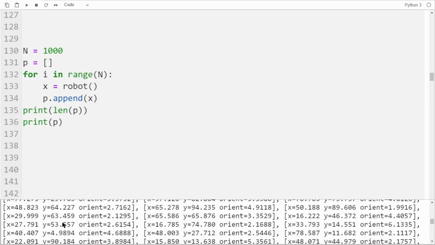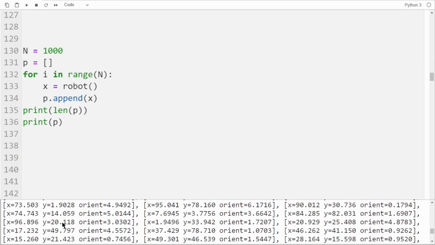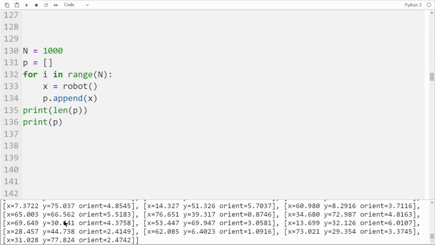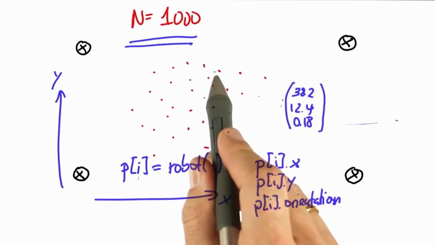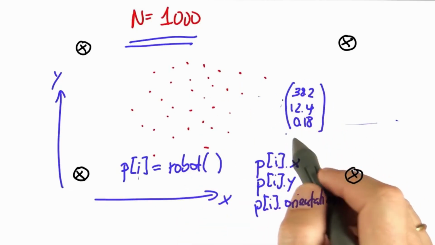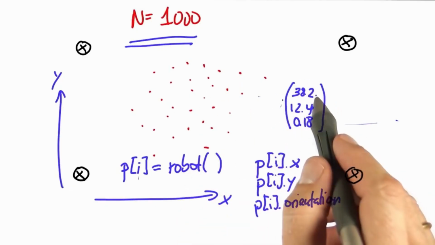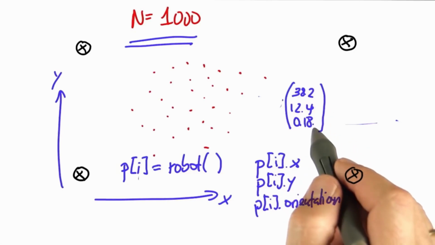So if you look through those, you'll find there's a lot of those. So we now have a set of 1,000 particles, each of which just looks like one of these dots over here, and each of which has exactly 3 values associated: an X, a Y, and an orientation.